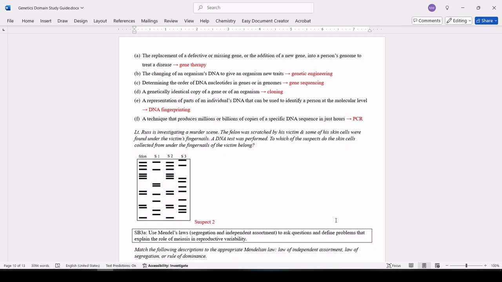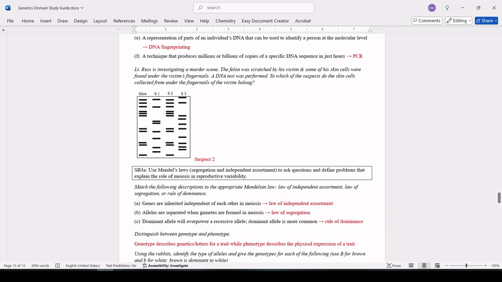Gene sequencing is just what the name says. We're trying to figure out the order of the letters. Cloning is where we make an identical copy. So mitosis is an example of cloning that happens naturally. DNA fingerprinting is, we'll look at in a second, but it's basically a pattern that's created. And then a technique that creates lots and lots of copies of a specific section of DNA is called PCR. And so you can see down here, the question says, Lieutenant Russ is investigating a murder scene. The felon was scratched by his victim, and some of his skin cells were found under the victim's fingernails.